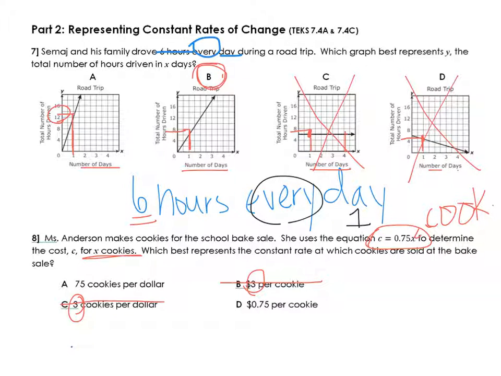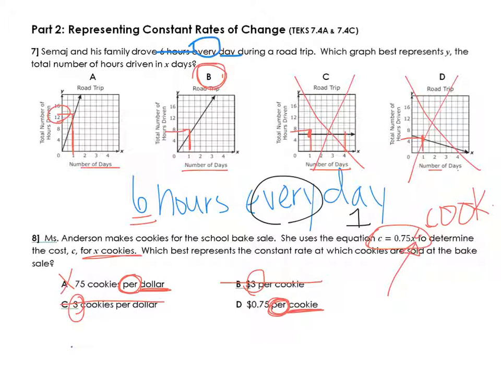Okay, so when I look at A and D, I'm going to find the unit rate word and circle it. Here's per. And what comes after that word should be what's multiplying the 75 cents. So on A, they have dollars. Dollars is not what my equation is multiplying. My equation is multiplying cookies to get dollars. So A is not correct.